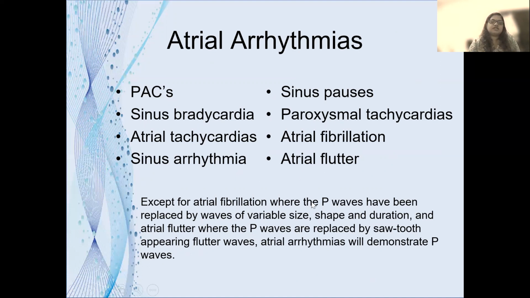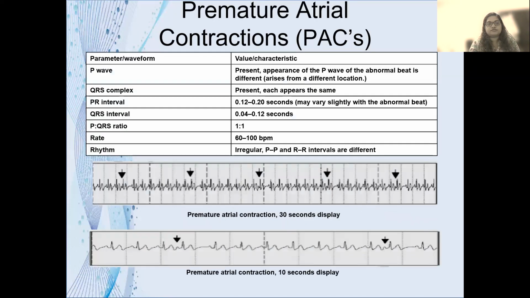Except for atrial fibrillation, where the P waves have been replaced by waves of variable size, shape, and duration, and atrial flutter, where P waves are replaced by sawtooth-appearing flutter waves. So when you have atrial flutter, you have a sawtooth. You would have waves like a sawtooth, which are very regular and very close. In atrial flutter, there will be flutter waves with a sawtooth appearance. Now we come to premature atrial contractions.